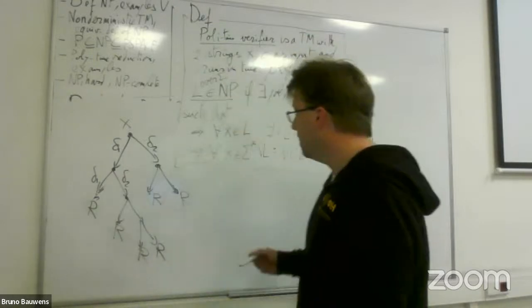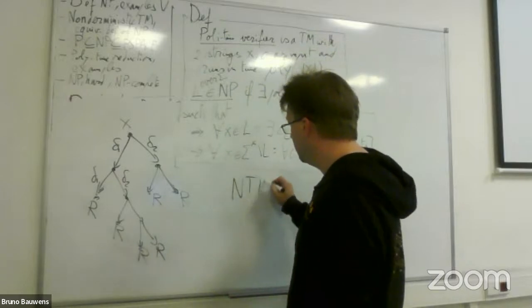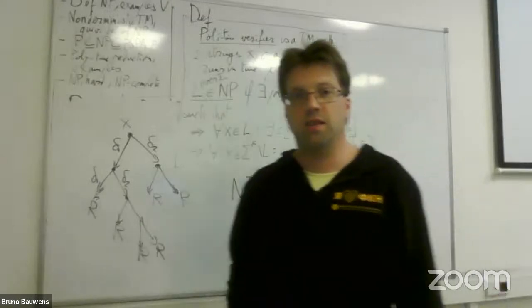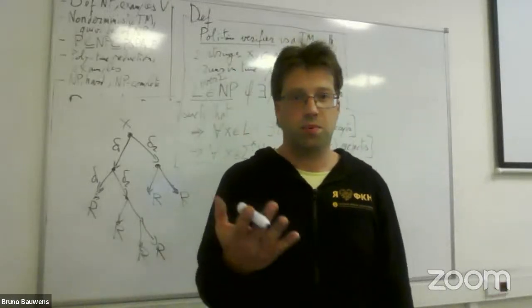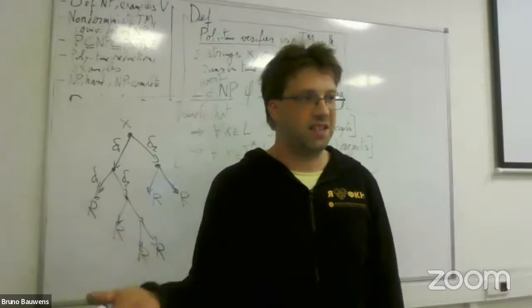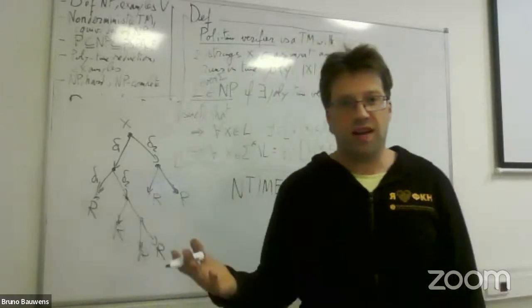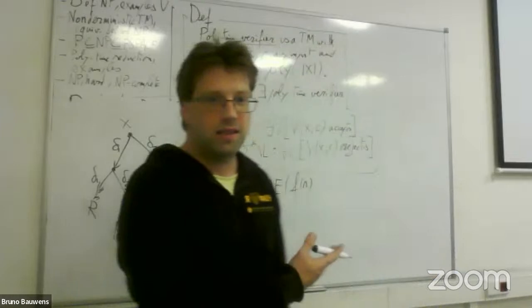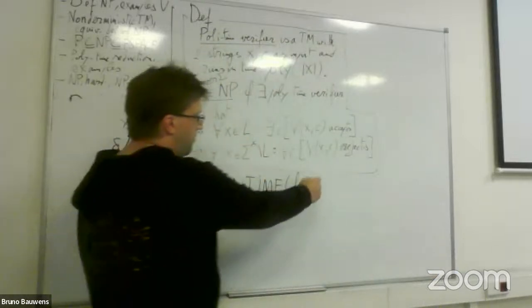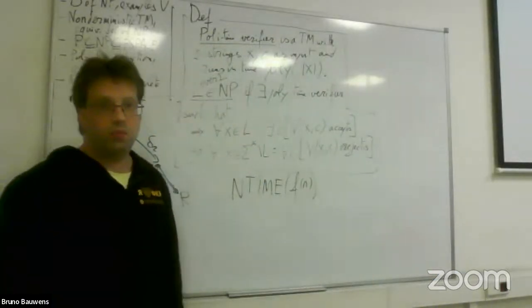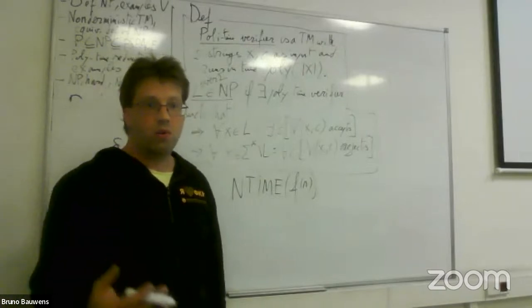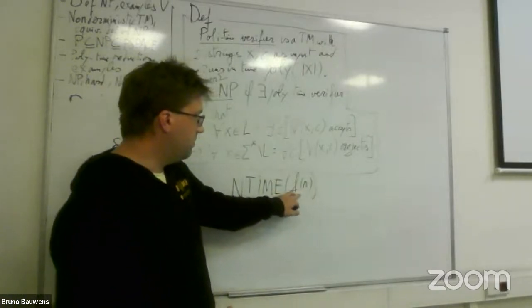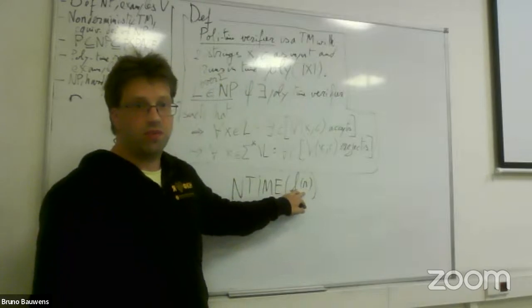Okay, and now we can define the class NTIME. Question: do we care about infinite loops in this case? If there is an infinite loop, then for this input we don't know whether it accepts or rejects. But the main definition is the class NTIME(f(n)), which I want to define here. Here we require that all computation paths run in time at most order f(n).